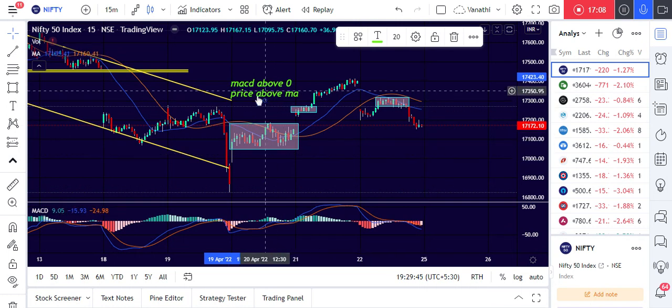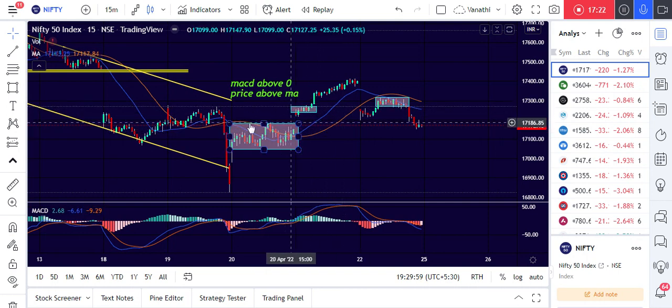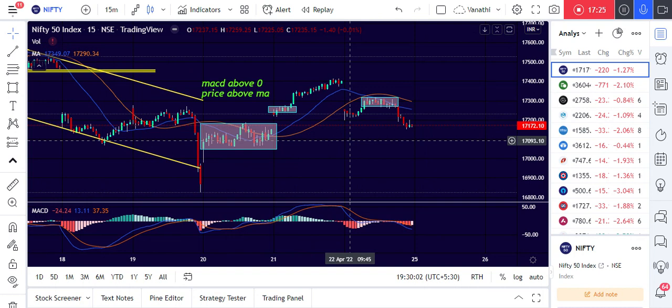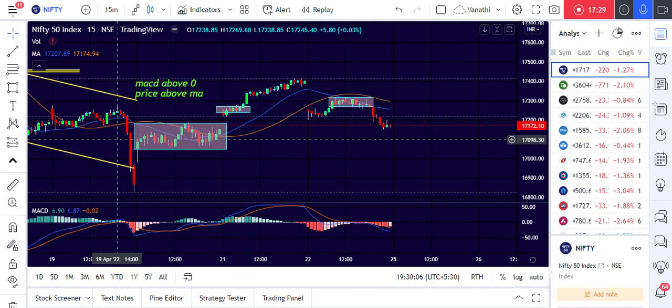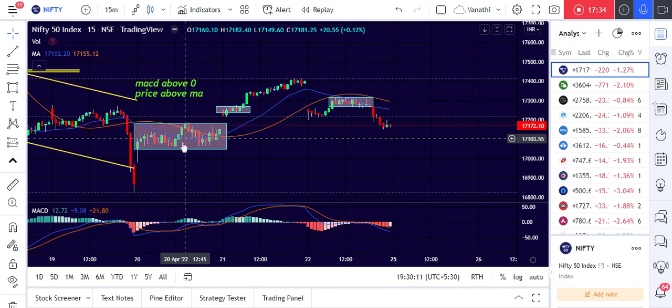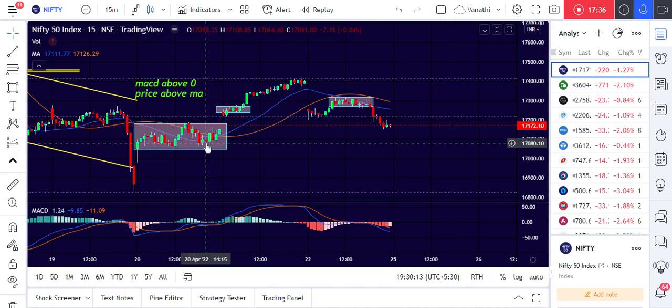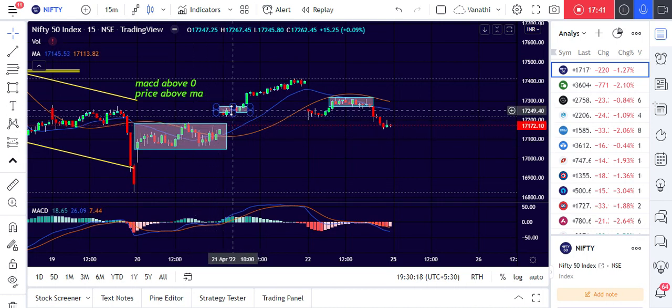So this is the buying criteria: MACD above zero, price above the moving average, and there should be consolidation, because before any big movement, there will be a consolidation. And one more thing is, whenever there is a breakout, the candles won't overlap. Consolidation means the candles will be overlapping with each other. See this one, two, three, the same range, four, five, six candles are in the same range. And here also it was like that only.